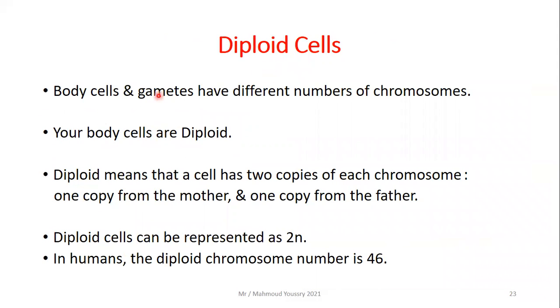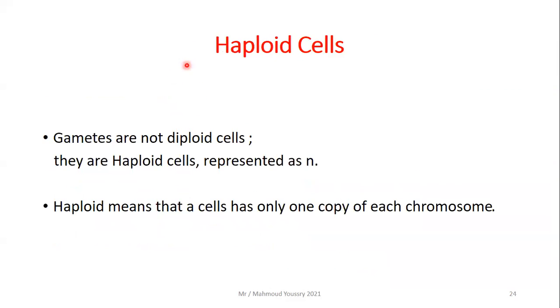So let's talk about diploid cells. Body cells and gametes have different numbers of chromosomes. Your body cells are diploid. The word diploid means that a cell has two copies of each chromosome, one copy from the mother and one copy from the father. Diploid cells can be represented as 2N. In humans, for example, the diploid chromosome number is 46, while the haploid cells, gametes, are not diploid. They are haploid, represented as N.